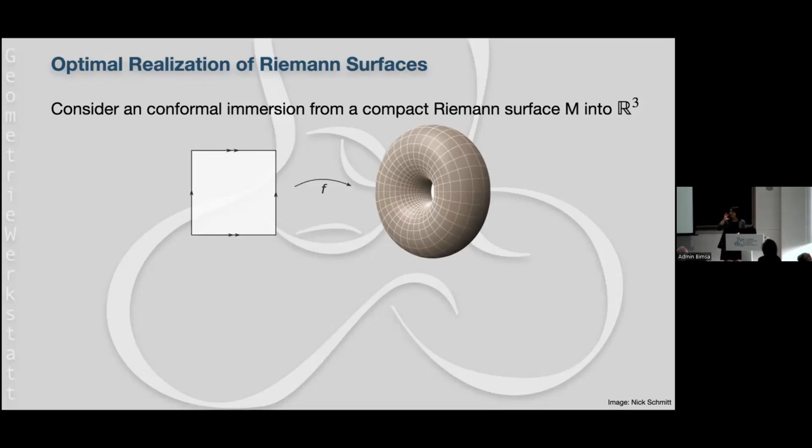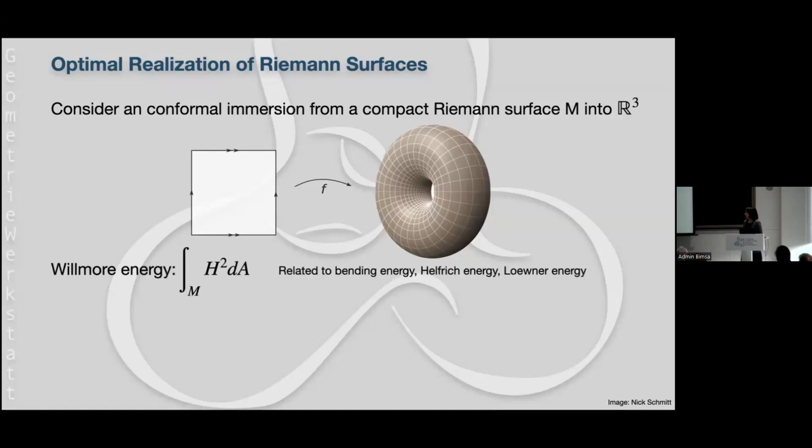I want to put such a Riemann surface into R3 today. Most of the time it's rather S3. I want to do it in a conformal way, meaning it should preserve the way I'm measuring angles. And it should be an immersion, no edges, no corners. If one wants to have anything optimal, you will need something like energy. What I'm taking is the Willmore energy, the integral of mean curvature squared.